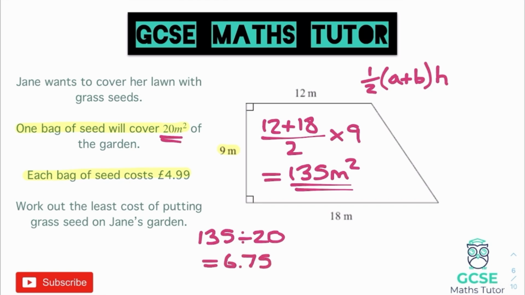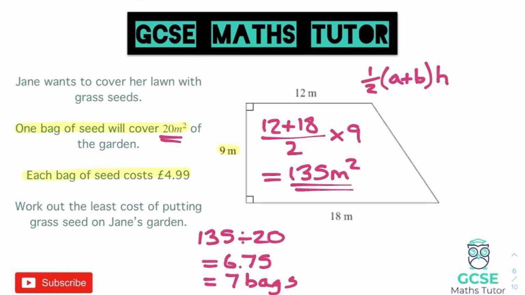But again, it comes down to that issue where if we have a decimal amount, then we're going to have to round that up, and we're instead going to buy 7 bags of seed. Okay, so now we know how many bags that we need, we can multiply that by the £4.99. It says each bag of seed costs £4.99, so we just need to work that out.